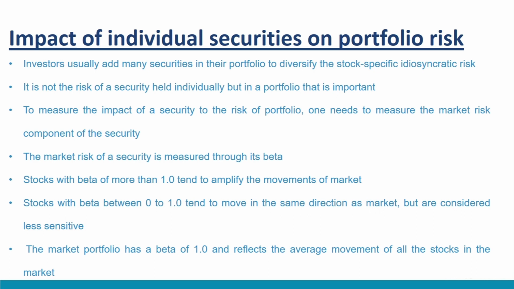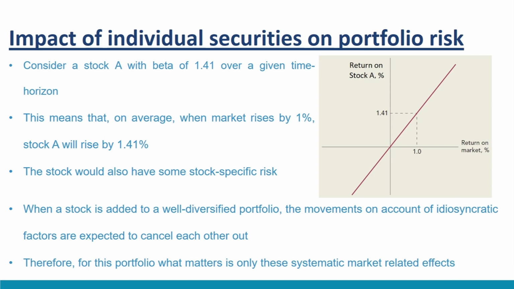Thus, to measure the impact of a security on the risk of a portfolio, one needs to measure the market risk component of the security. That is, how sensitive a security is to market movements. The market risk of a security is measured through its beta, that is, the sensitivity of the stock to market movements. Stocks with beta of more than 1 tend to amplify the movements of the market. Stocks with beta between 0 and 1 tend to move in the same direction as the market, but are considered less sensitive. The market portfolio has a beta of 1 and reflects the average movement of all the stocks in the market. This is so because the market portfolio is often defined as the portfolio of all the stocks in a market.